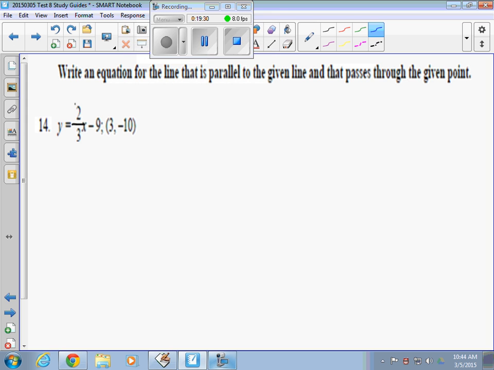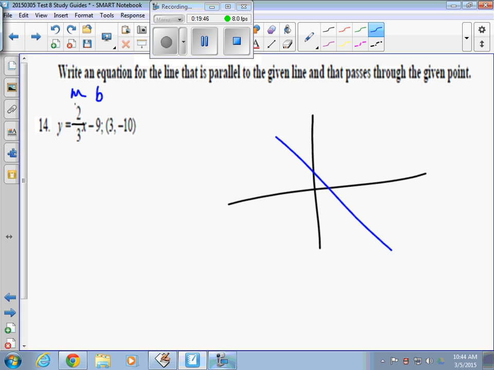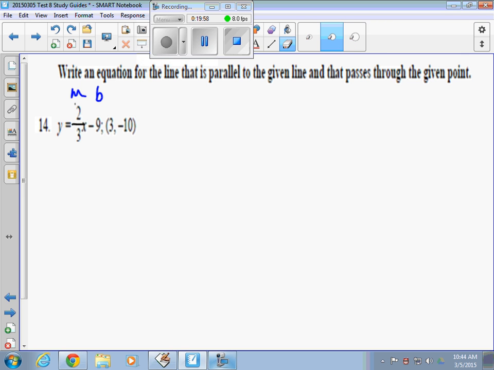Write an equation parallel to this one, passing through the given point. Y equals 2/3 x minus 9. This says mx plus b. You know that when you graph equations that are parallel, they look like this. The thing that they have in common is they have the same slope. So if you're saying something's parallel to the thing that's given, its m value is going to be the same. The only thing from this equation that interests you is its m value, 2/3.